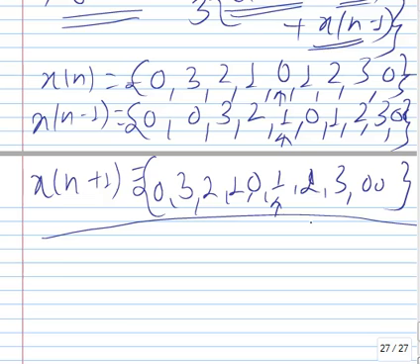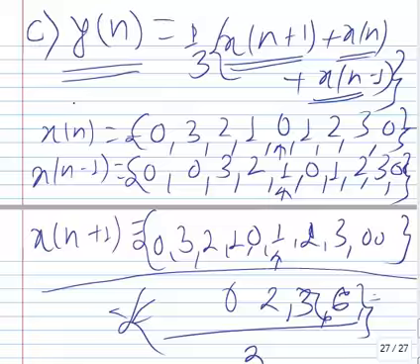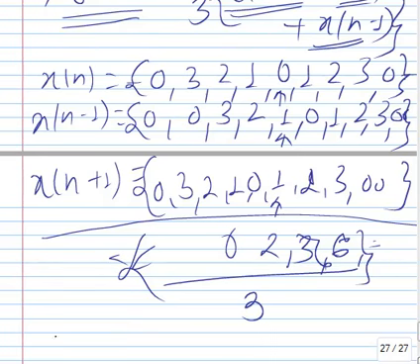Now all these things are added. So at 0 it becomes 2, at 1 it becomes 3, at 2 it becomes 3 plus 1 plus 2, which is 6, and like that. All those values are computed and each and every value is divided by 3, because there is a 1/3 factor. So in this way we can compute the output.